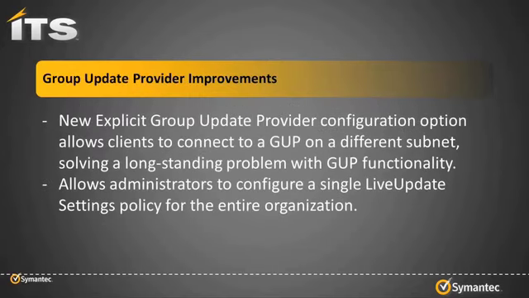All right, group update provider improvements. So thanks for dealing with that little technical difficulty. We have the ability to specify explicit group update provider options. This allows clients to connect to a group update provider on a different subnet. This solves a long-standing issue and problem with the group update functionality, and James will talk a little bit more in depth on this as he does the demo. This also allows the administrators to configure a single live update settings policy for the entire organization.